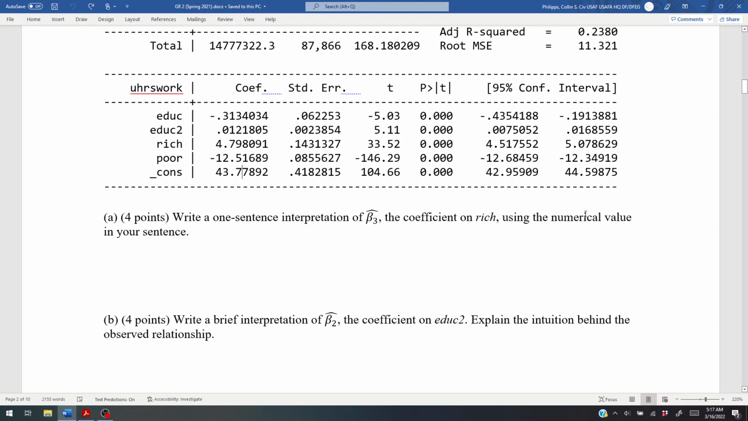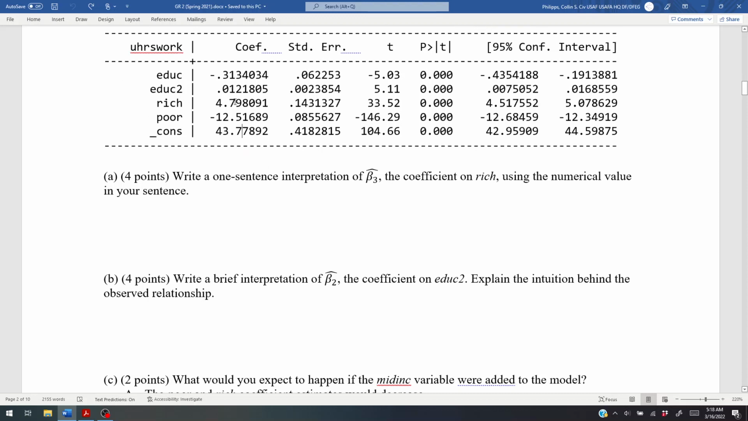You get to do this using your own words. So the solutions say on average and controlling for other factors, rich people tend to work 4.8 hours per week more than middle income people. That's nice and precise. I would say in my own words, holding all else constant, I expect a rich person to work 4.8 hours more than others on average.